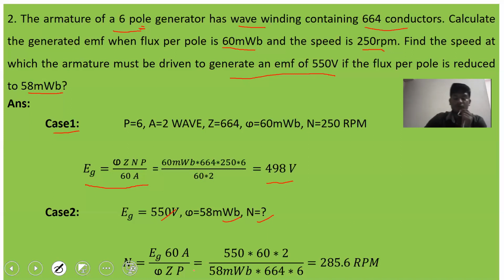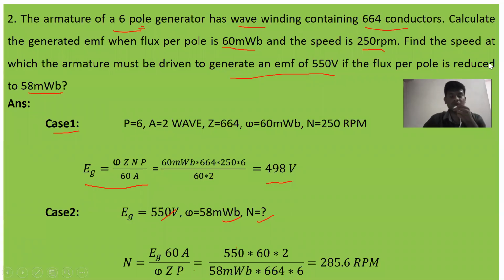So here you can observe it is a wave machine. So wave winding, in both cases you observe wave winding. But here the flux is reduced. So initially you have observed the flux is reduced and the speed increases. So speed is going to increase. Okay, so here you can see the EMF problem.